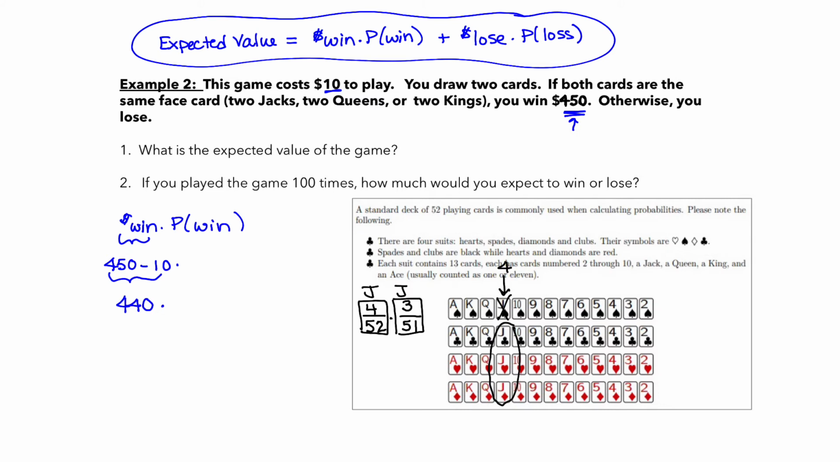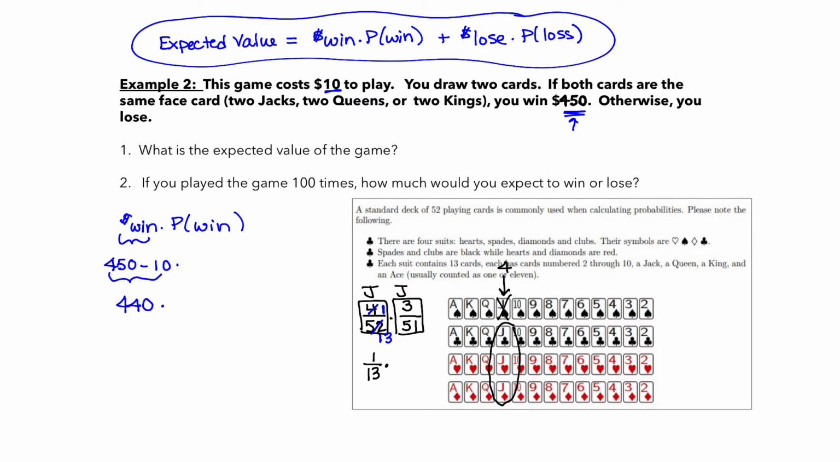Now, I like to simplify fractions before I actually put things together, so I'm going to go ahead and simplify. I know that 4 divides both into the numerator and the denominator of this fraction. 4 divides into 4 one time, and 4 divides into 52 13 times. So the probability for that first card being a jack would be 1 over 13.